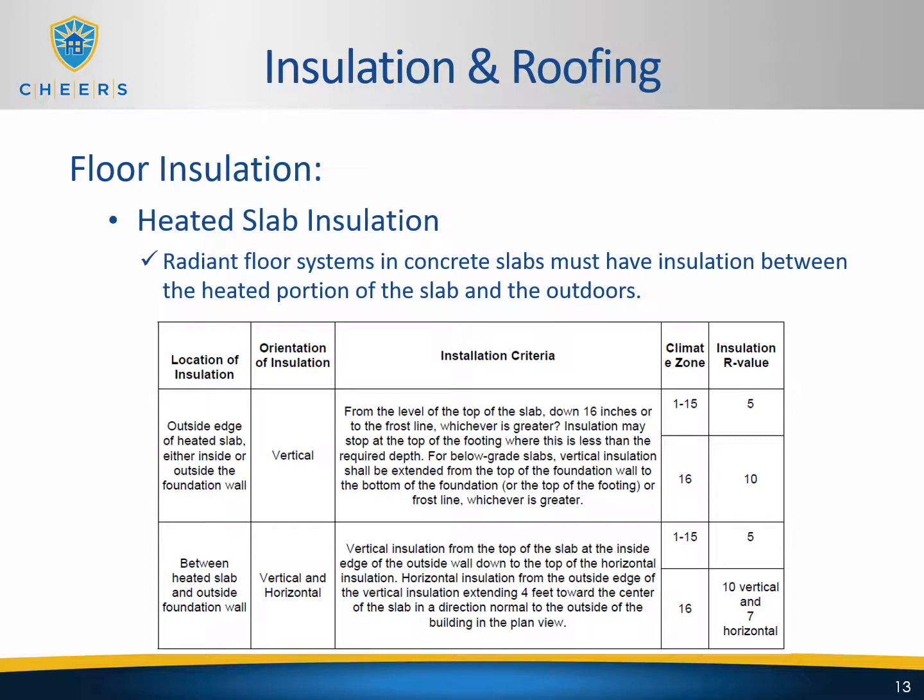Now for heated slab insulation, the radiant floor systems of the concrete slabs must have insulation between the heated portion of the slab and the outdoors. So don't confuse this with regular slab insulation. In climate zone 16, the slab insulation is prescriptively required whether that's a heated slab or not. But if you have a heated slab anywhere else in any other climate zone, the slab insulation is also required because you have a heated slab. So basically here, this table shows you the climate zone on the left hand side and the insulation R value based on the climate zone that you're in and how you're supposed to install it based on that scenario.